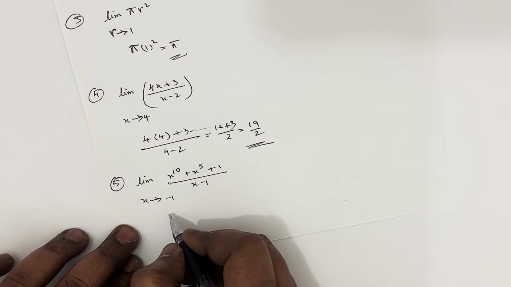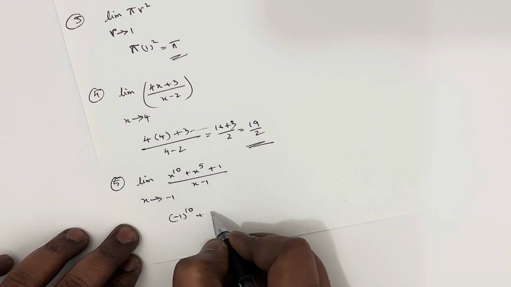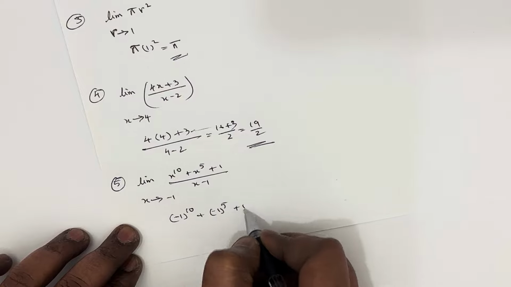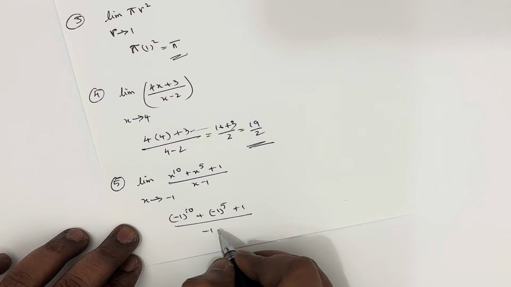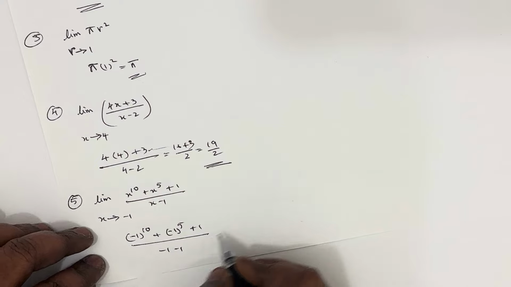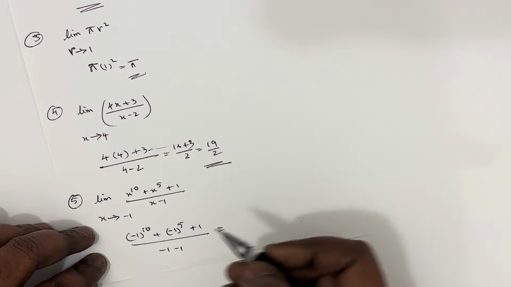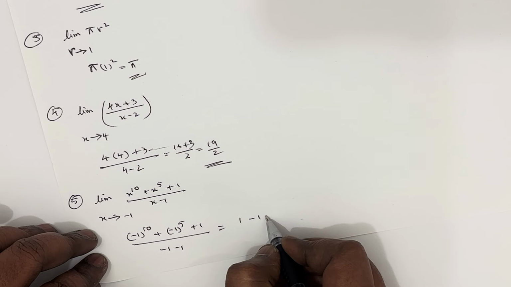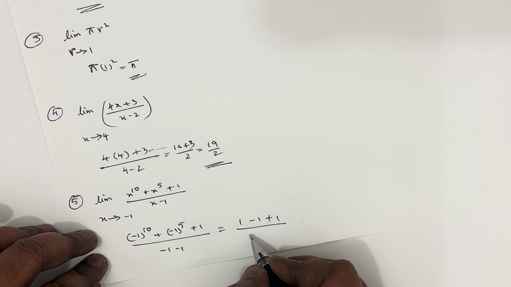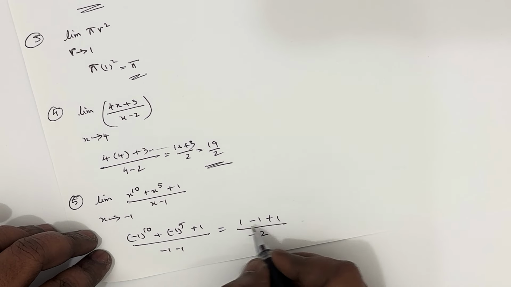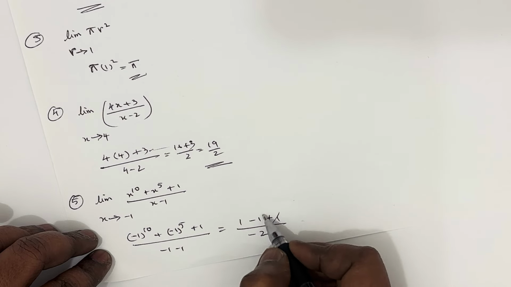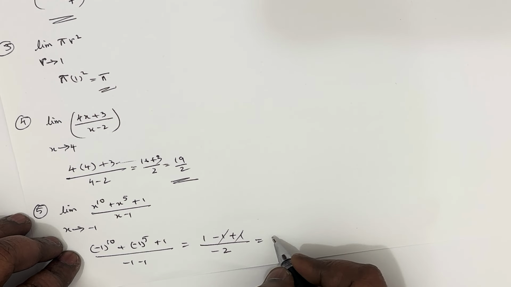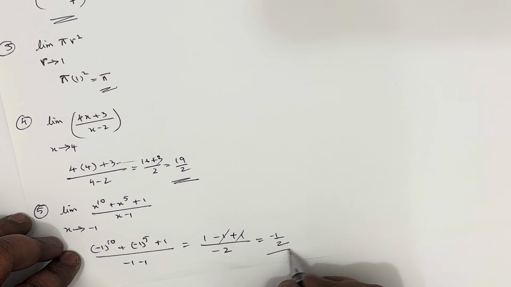Find the limit. So it will be minus 1 whole raised to 10 plus minus 1 whole raised to 5 plus 1 whole divided by minus 1 minus 1. Since 10 is an even number, we have 1. This is an odd power, so we have minus 1 plus 1 whole divided by minus 1 minus 1, which becomes minus 2. So the positive 1 and negative 1 get cancelled out. You get minus 1 by 2. Okay, that's it.